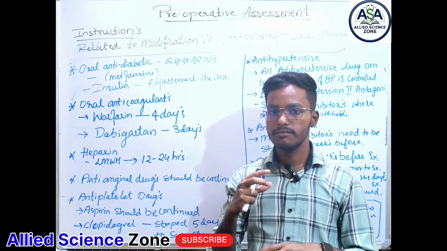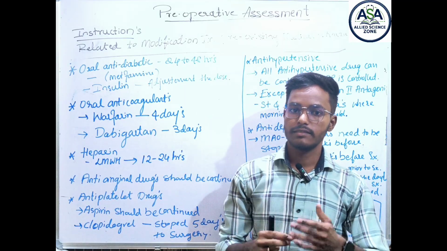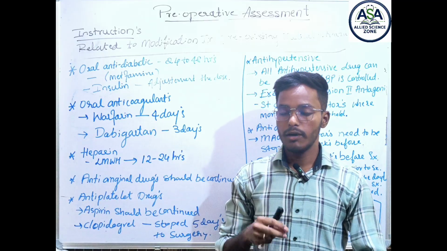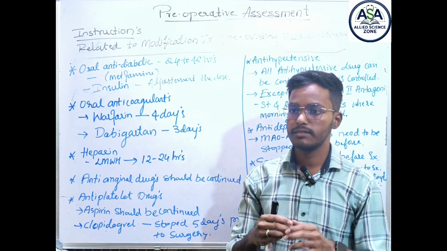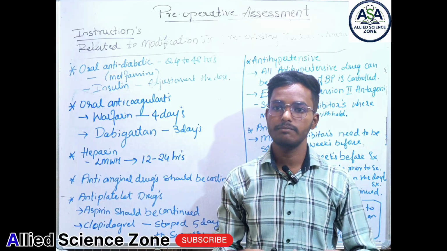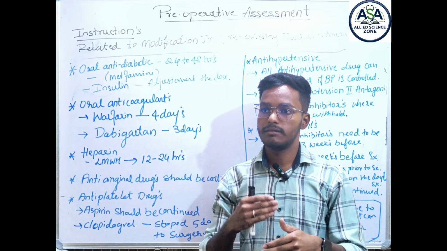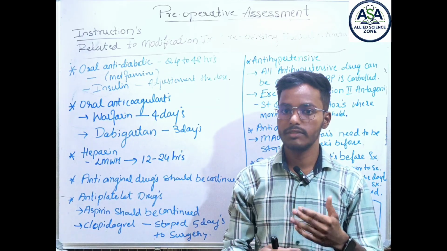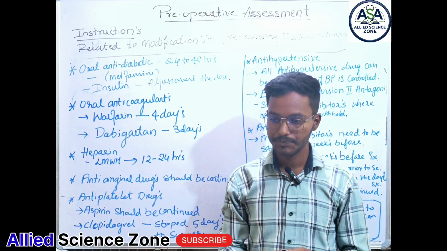Already the patient has some existing diseases, medical conditions. They are taking some medicines. Some medicines have to be cut off, and some medicines you should take at the time of surgery, on the day of surgery. All the drugs that need stopping should be stopped beforehand. Which drugs you should stop and how?